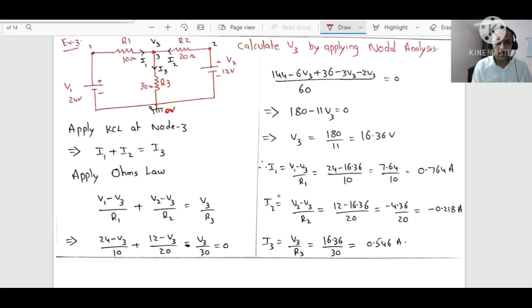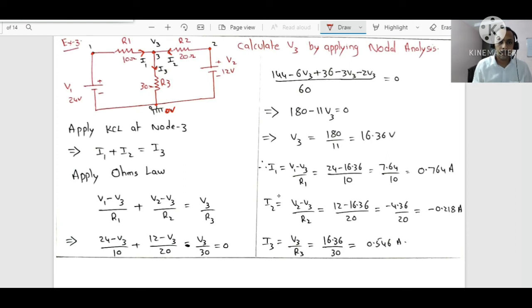Step 1, what is that? We indicate the node numbers and indicate the branch currents. That is step 1. What is step 2? Apply KCL. Can you apply KCL at this point? No, not required. These two are in series. Can you apply KCL at this point? Not required. These two are in series, right?